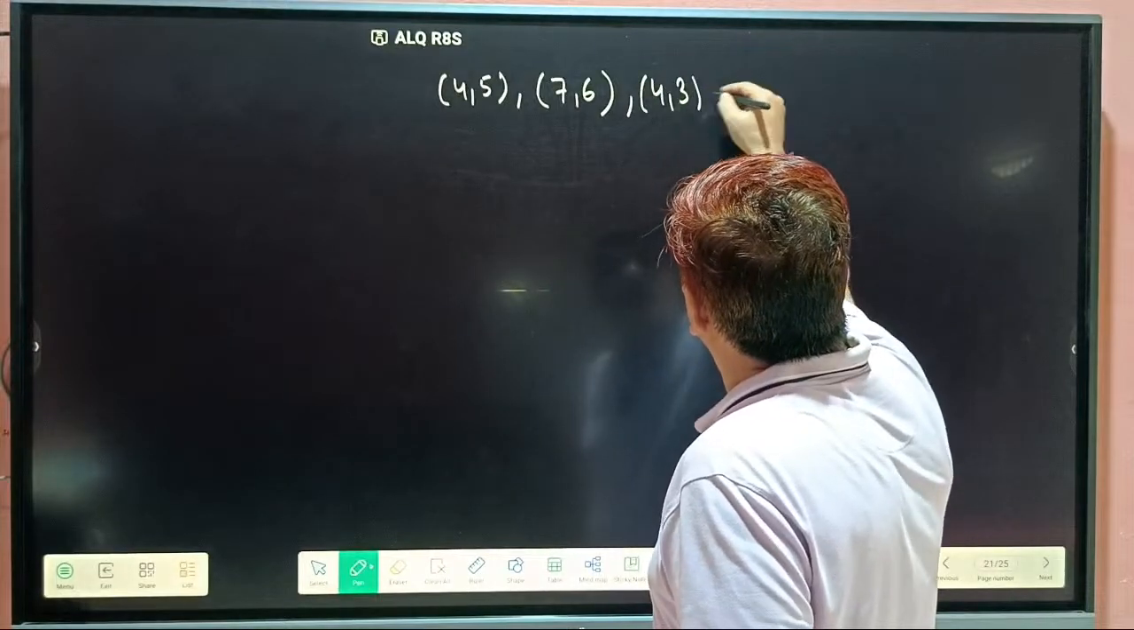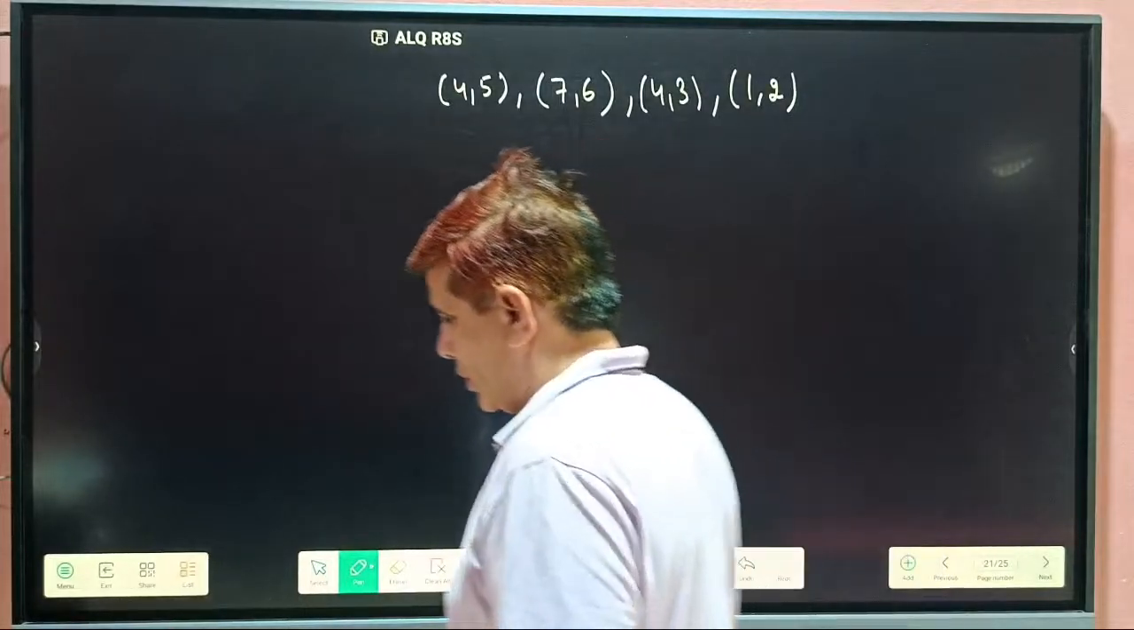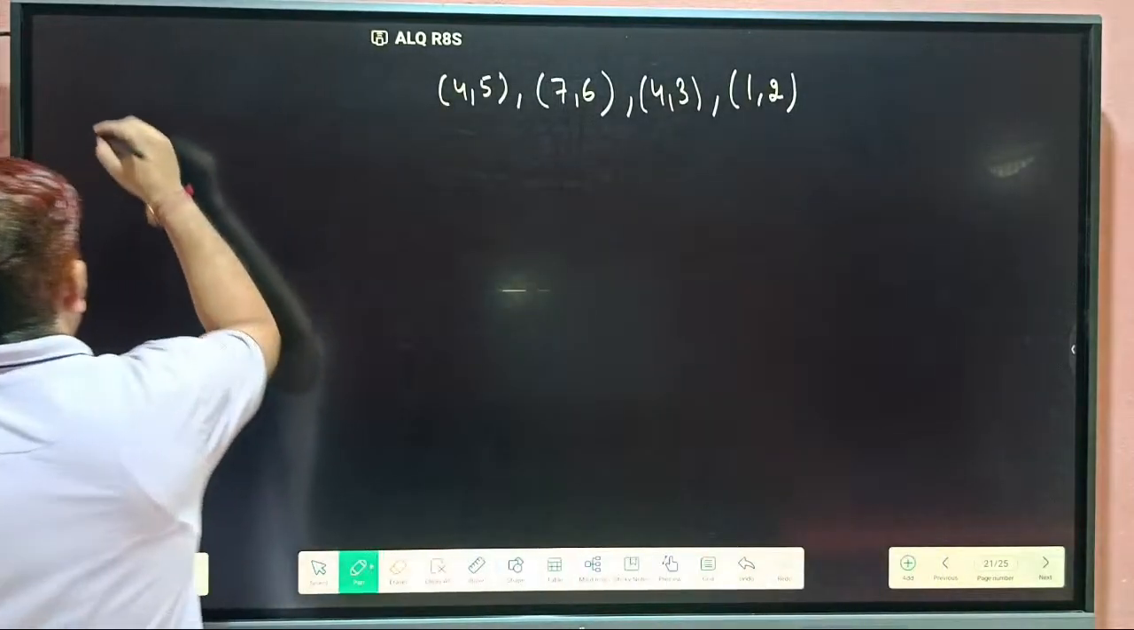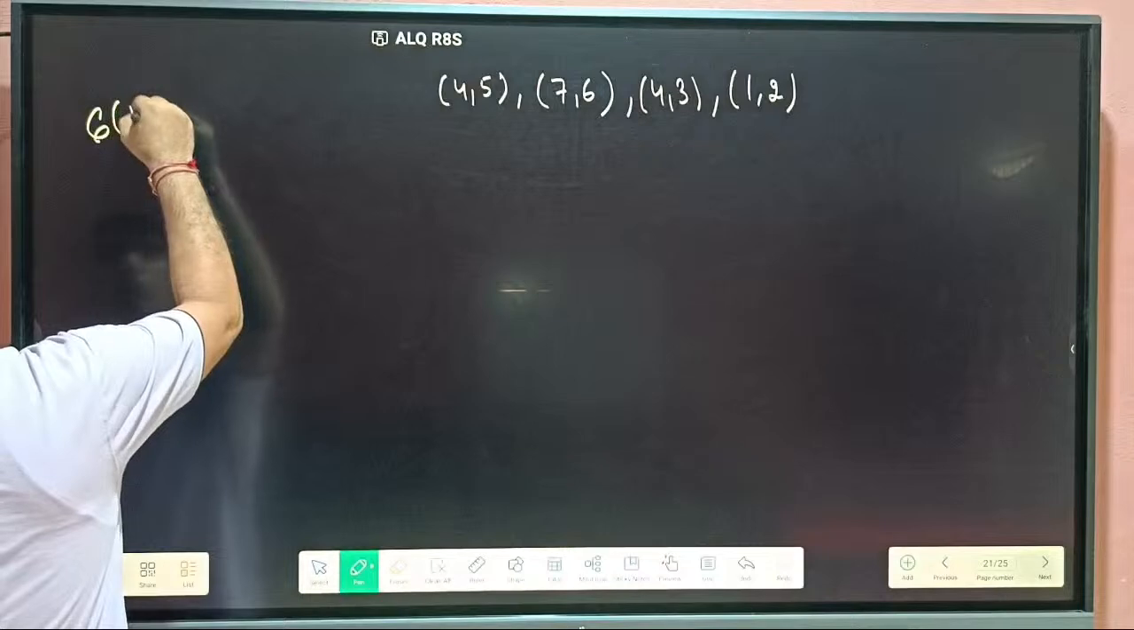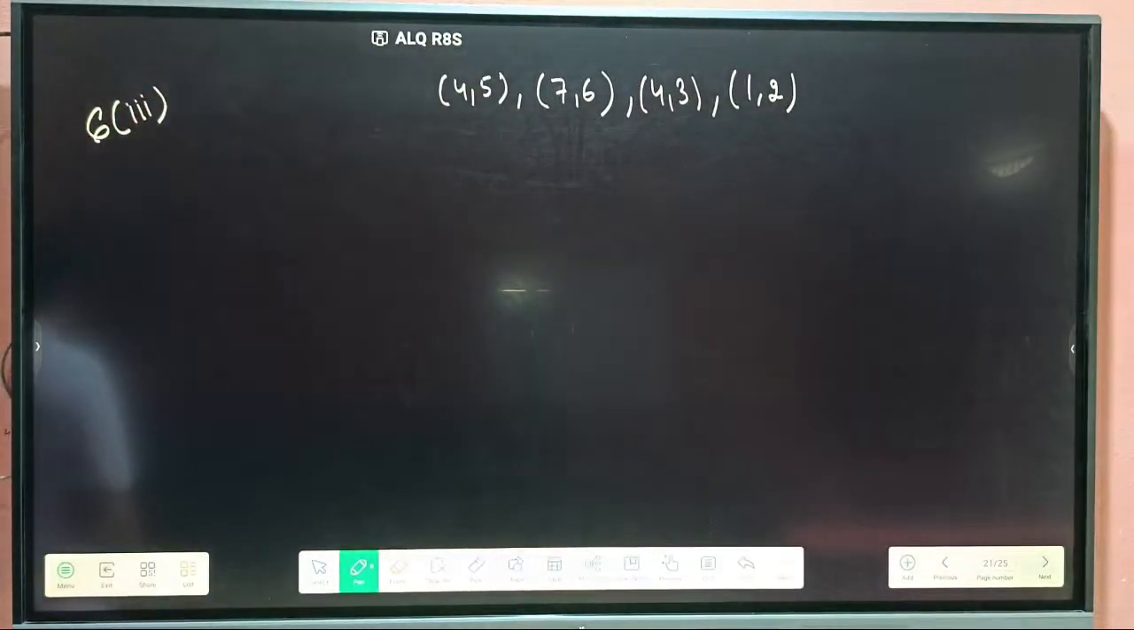4, 3, and what is this? 1, 2. So here also the same question. Which question? 6th question. Which part? Third part. Here also we have to tell what type of quadrilateral it is, if a quadrilateral is formed. Understood? So you can check.